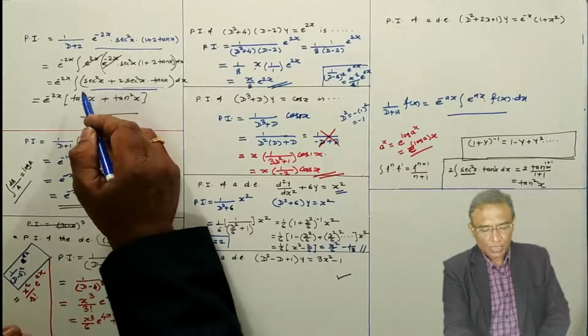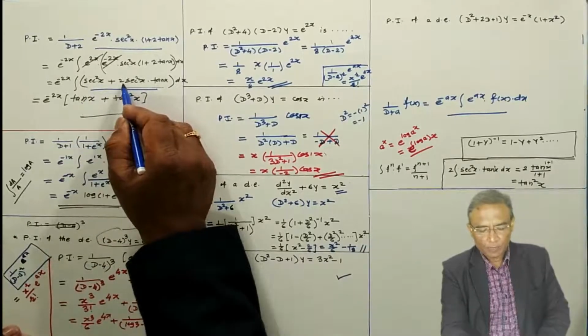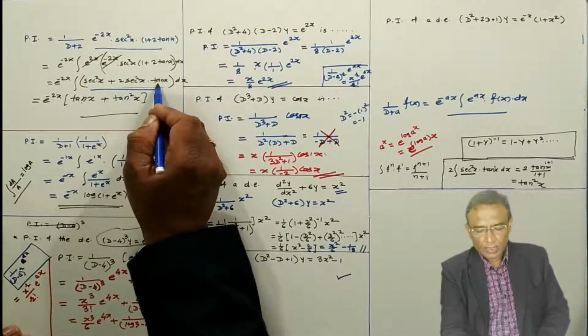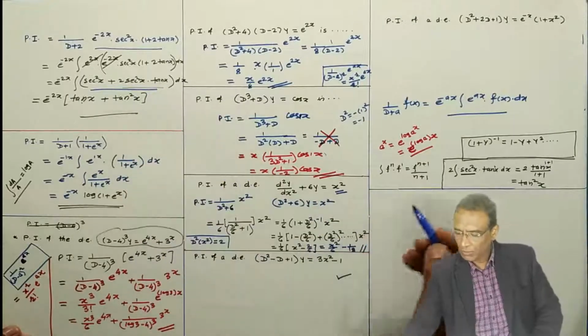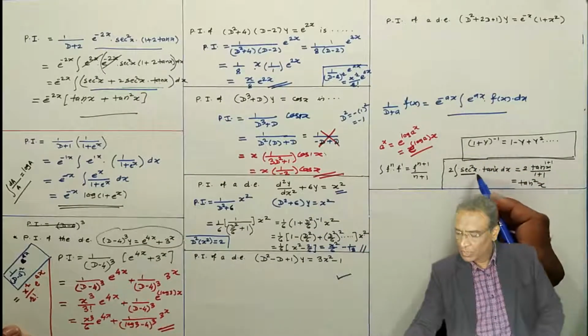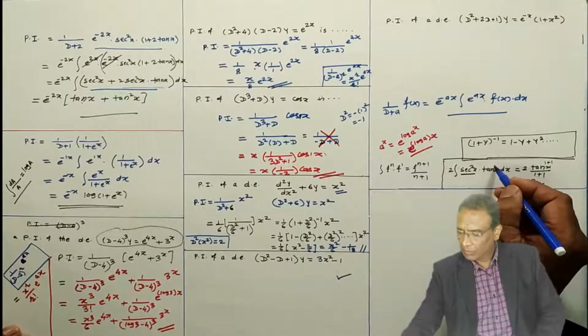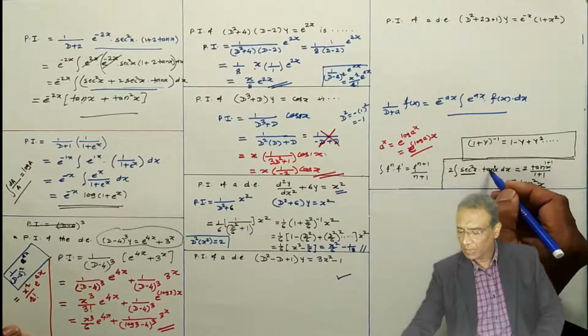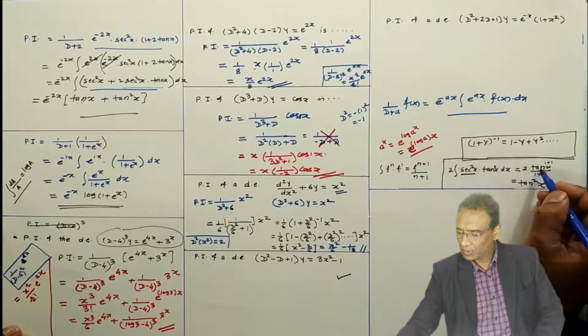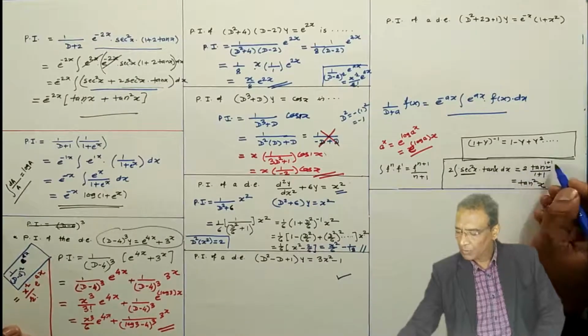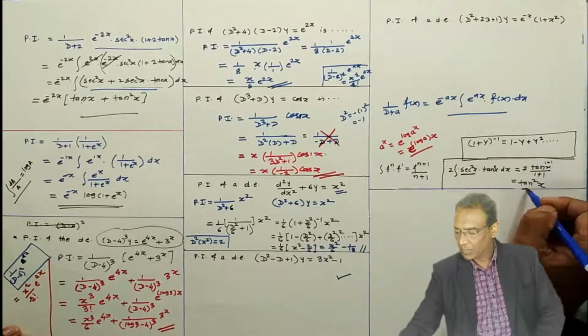Say integration of sec square is tan, and integration of 2 sec square x into tan x. Here I have shown the integral. See, 2 sec square x tan x is what? Derivative of tan x is present here. Derivative of tan is sec square x. Therefore integration is what? Tan raised to power 1 plus 1 by 2, okay, means tan square x.